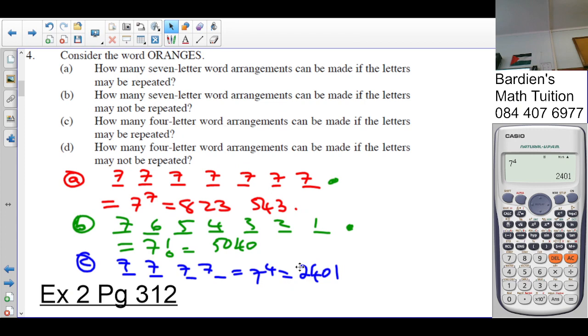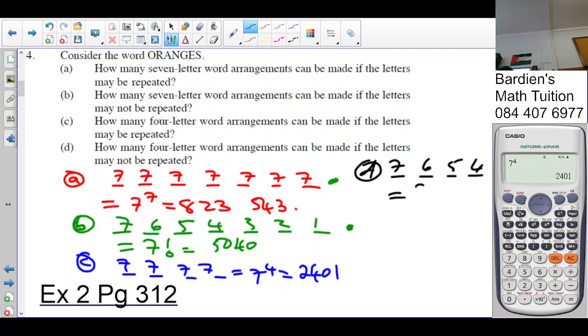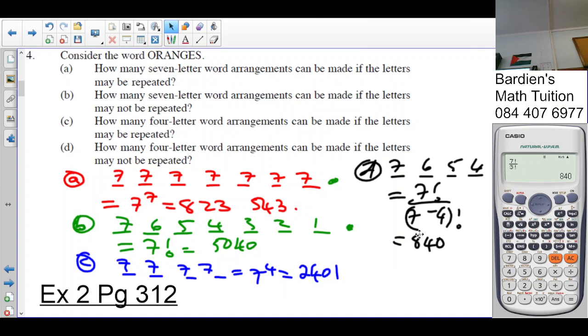And then the last one, D. 4-letter words if letters may not be repeated. So it's going to be 7, 6, 5, 4, which is the same as 7 factorial over 7 minus 4 factorial. Gives you 840. You all agree with that? Okay.